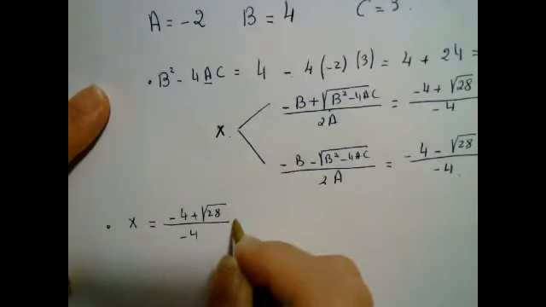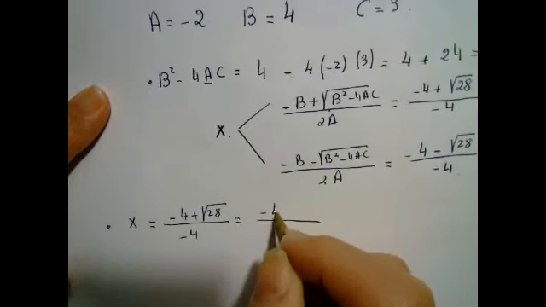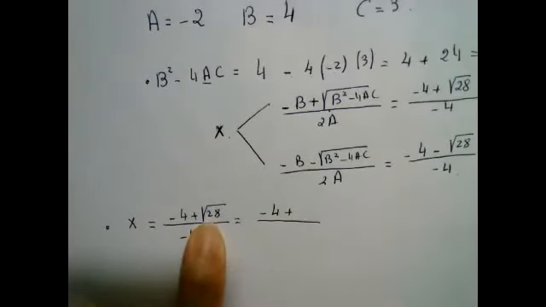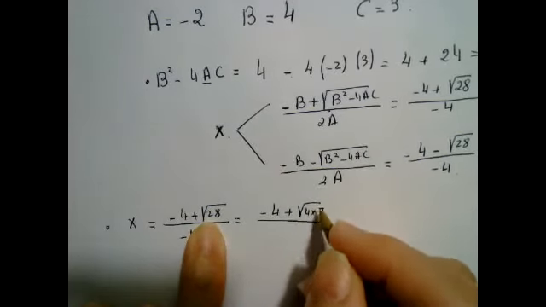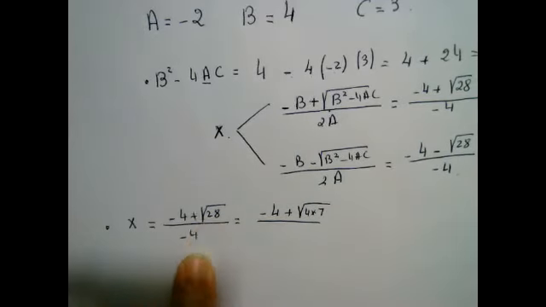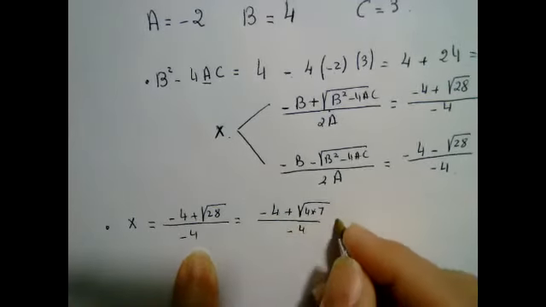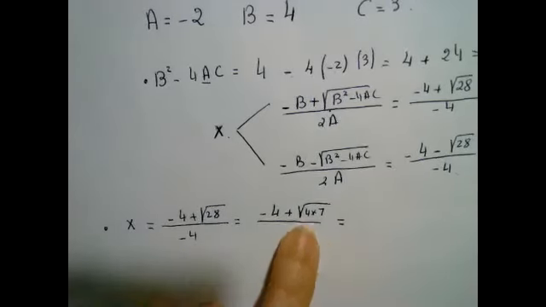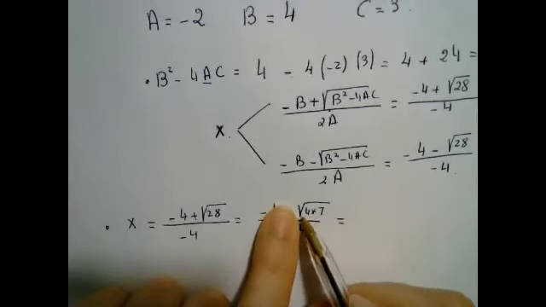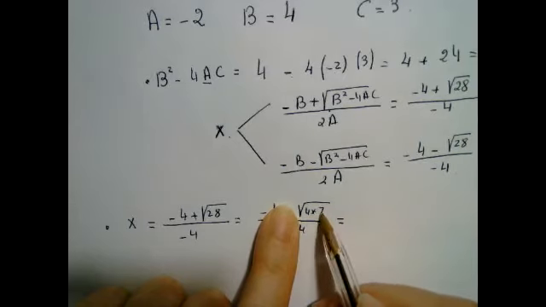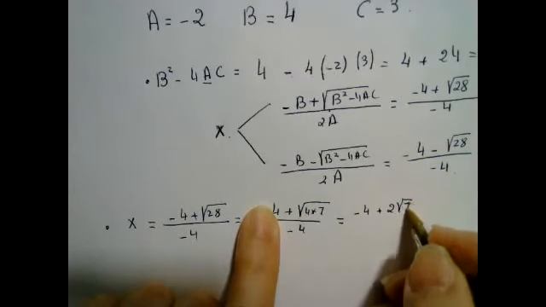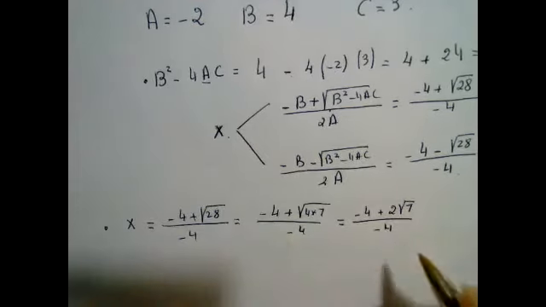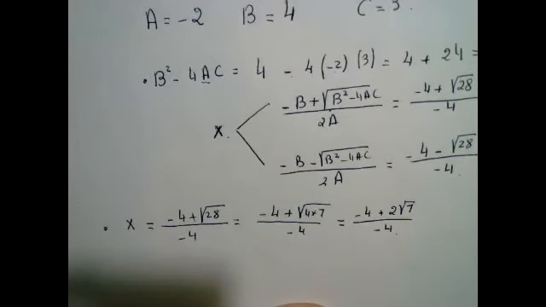Let's consider the first solution. How can I simplify it? The square root of 28 is basically the square root of 4 times 7, correct? Over -4. And now the square root of 4 times 7 is definitely the square root of 4 times the square root of 7. So this will give me -4 plus 2 square root of 7 over -4. Okay, just a little bit to simplify it.